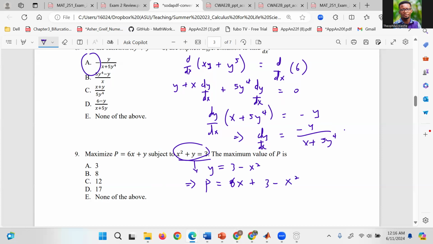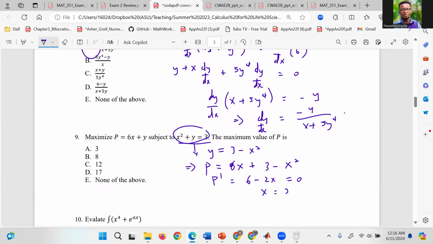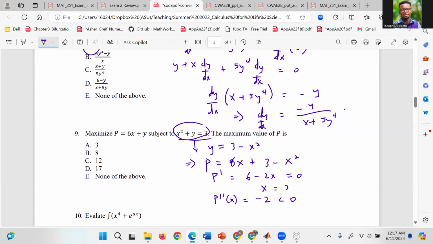Now, I want to maximize P. So what do we do? First, we need to find the first derivative, and by finding it, we're going to have this. Then we set it to 0. Then we get x to be 3, right? Then what do we do next? We find the second derivative. By finding the second derivative, we're going to get minus 2. Right, which implies that we have a maximum here because the second derivative is negative. Now there's that assurance that you have a maximum here.